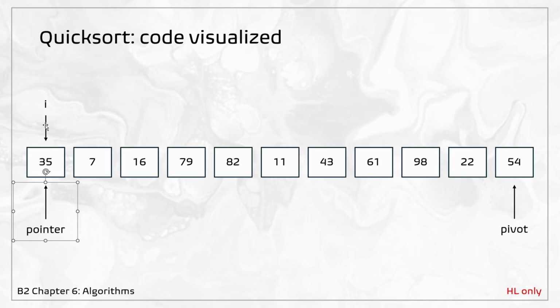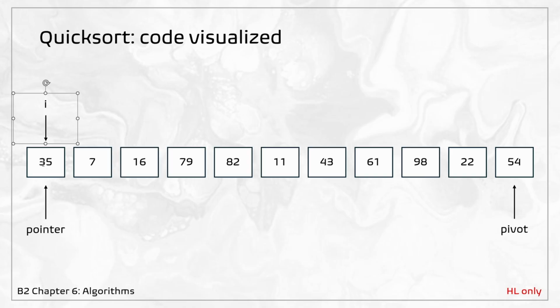For each element, if they are less than the pivot, we swap them with the element that the pointer we defined is currently pointing to, and then we increment the pointer. When we do this, we make sure that all the elements that are less than the pivot are pushed to one side, and the rest to another side. So let's see this actually play out.